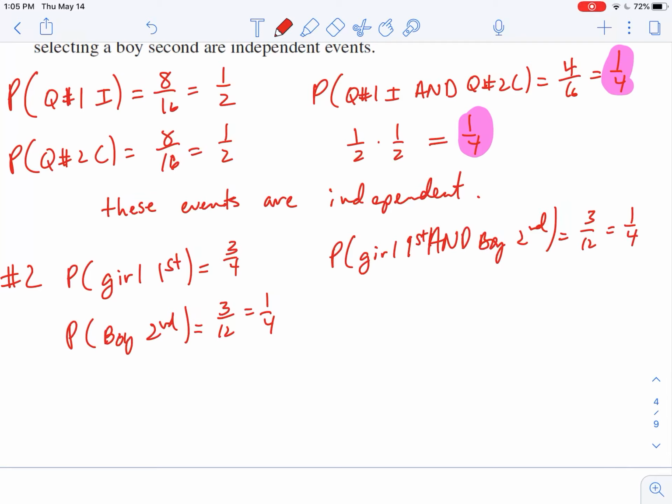And because 3/4 times 1/4 is 3 out of 16, that number is not the same. So we have this number 3 out of 16, but we have this number 1 out of 4. Those are not equal, so we know that these events are dependent. These events are dependent.